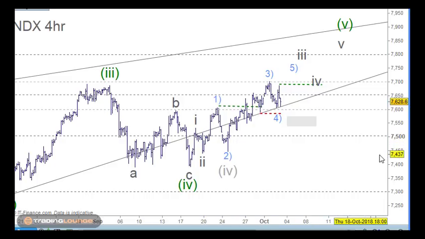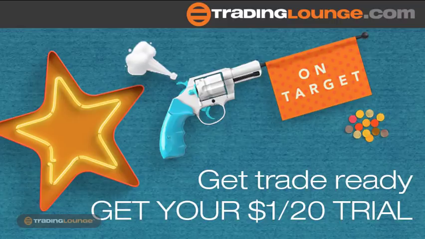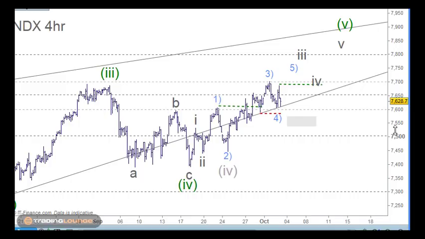Now, the Fibonacci numbers, as you know, are 1, 2, 3, 5 and 8. So we come up the side here from 7,000, 100, 200, 300, 500 and 800. They're our levels. If we get support on here, then we look at this number here as our target.